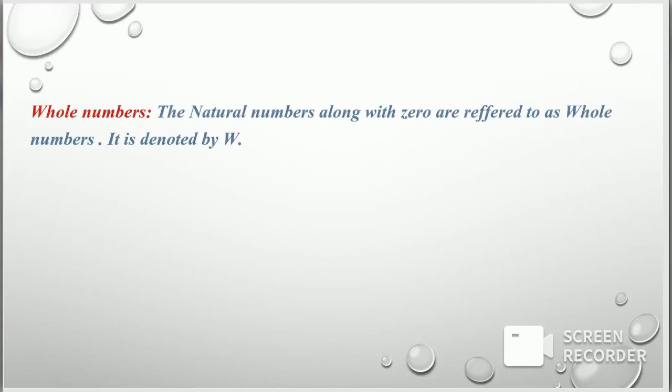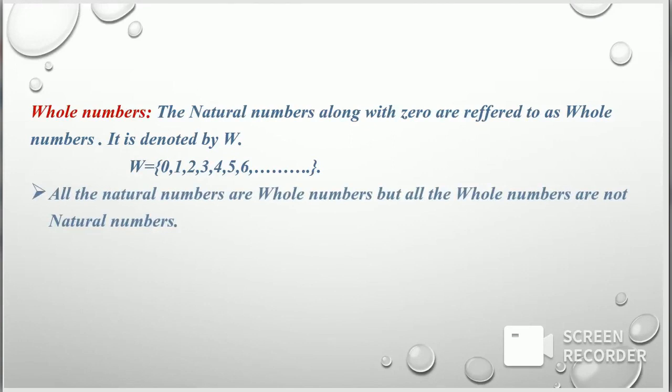Next we learn about the whole numbers. The whole numbers are nothing but the set of natural numbers along with 0. Already we learned that natural numbers are 1, 2, 3, 4 and so on. For this natural number set, we add only the number 0. Then we get the whole number set. The whole numbers are indicated by the capital letter W.